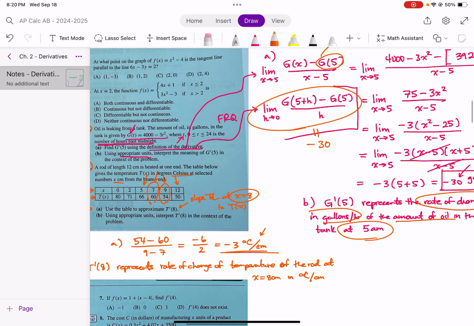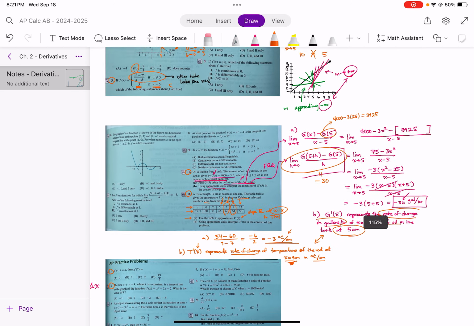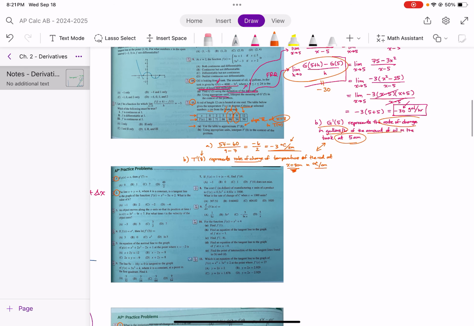You notice how I'm kind of using the same language between these two part B's, right? You want to mention something about a rate of change. You want to include your units. You want to mention specifically where, right? Because this is specifically T prime of 8. T prime of 8 could be different from T prime of 0, T prime of 1, T prime of 10. This is at a very specific spot in this rod, right? So you want to mention that. So very important to get the full credit for those.